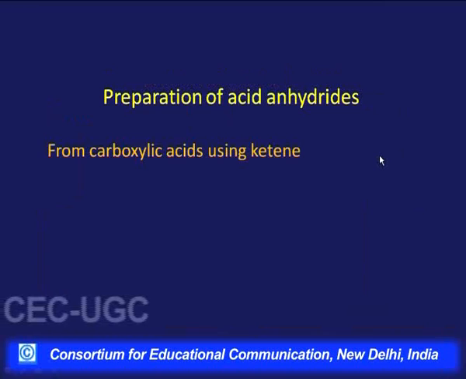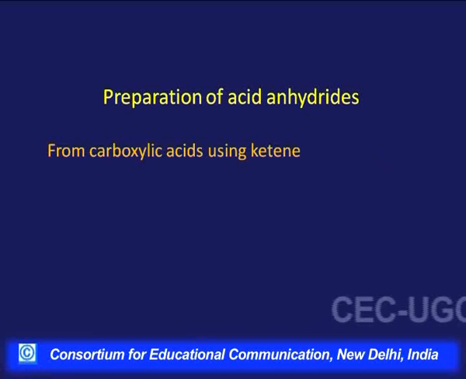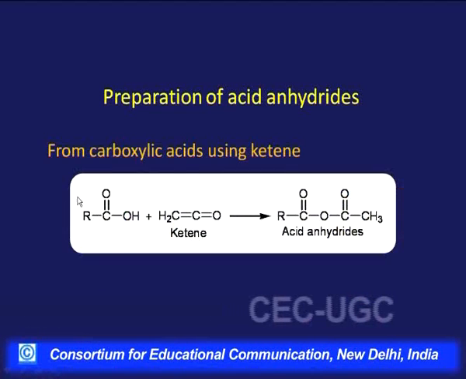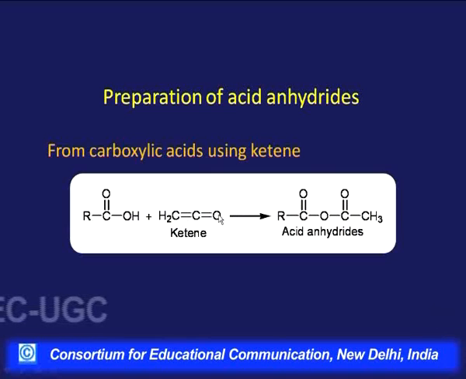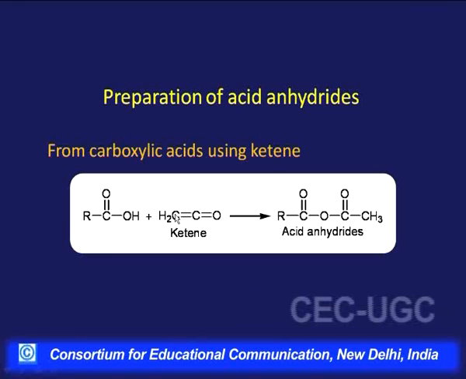Then acid anhydrides can also be obtained by the reaction of a carboxylic acid with a compound called ketene. Ketene is this compound, CH2 double bond C double bond O, but in this case we will get only those acid anhydrides which on one side will have the 2-carbon acid part, that is the acetic acid part, and on the other side it can be any alkyl group, like this any carboxylic acid reacts with the ketene. The reaction proceeds like this: the OH bond cleaves, H goes to this carbon and this oxygen part goes to this carbon.